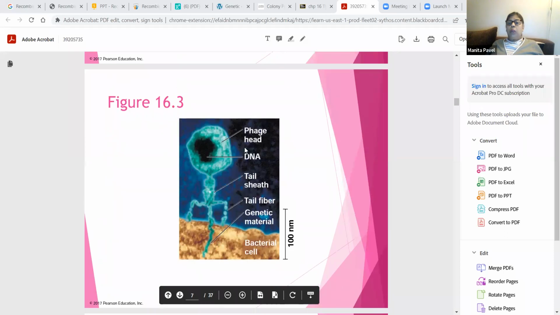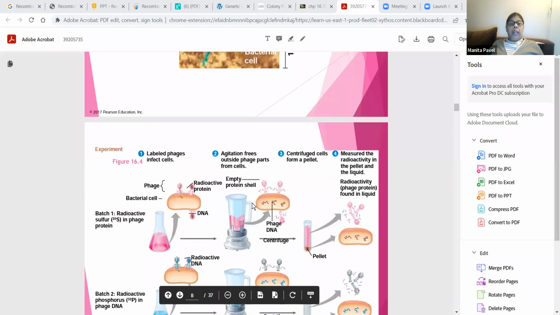So this is what a virus looks like. It's the phage head. It consists of DNA. It has a vibratile tail. And with the help of the tail, it enters into the bacterial cell, thereby inserting either its DNA or protein into the bacterial cell and thereby causing the infection.